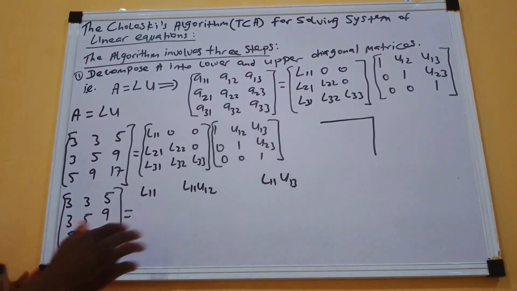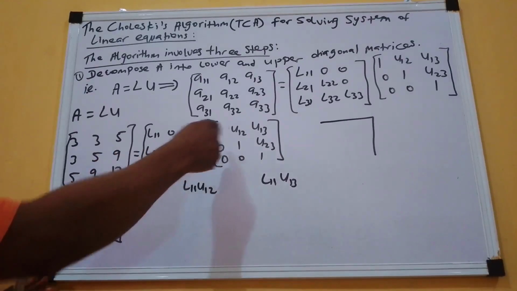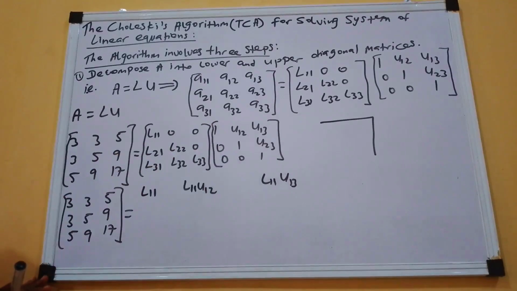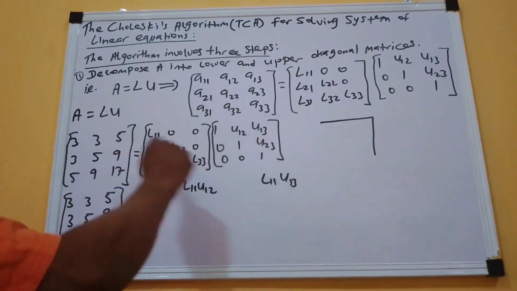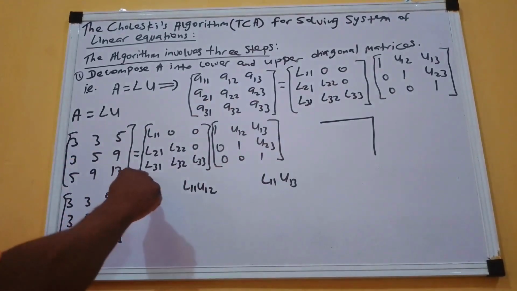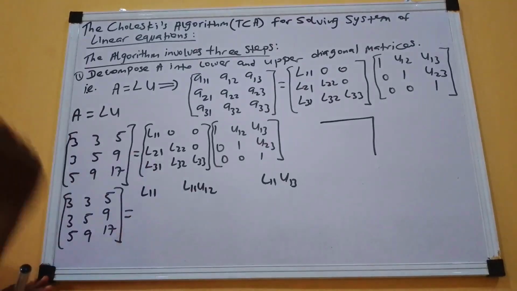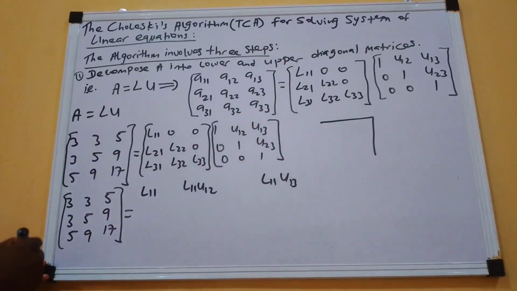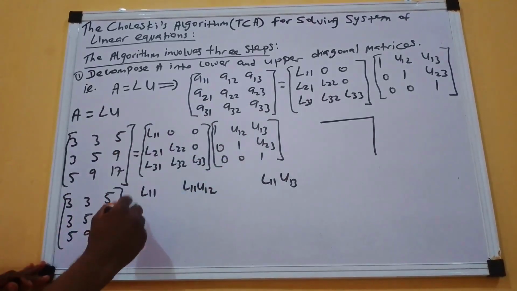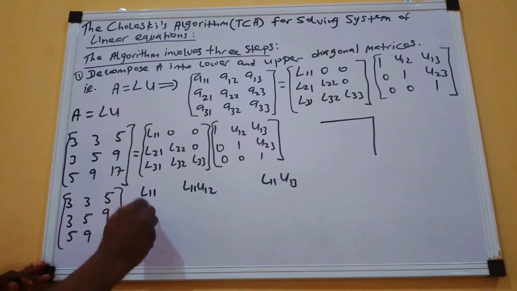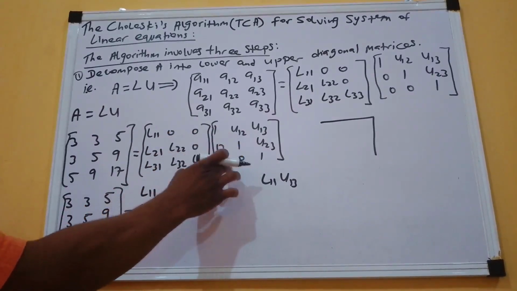Then you come to the next one. We are done using this first row. We want to use the second row. This against this, this against this, this against this. Then we'll now use the third one. This against this, this against this, this against this. Now let's use the second row against the columns in U. L21 times 1, it will be L21, then plus L22 times 0 plus 0 times 0, that is L21.